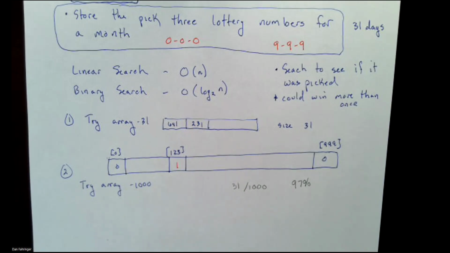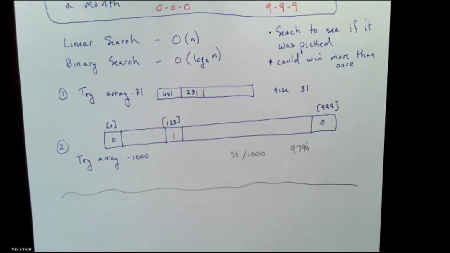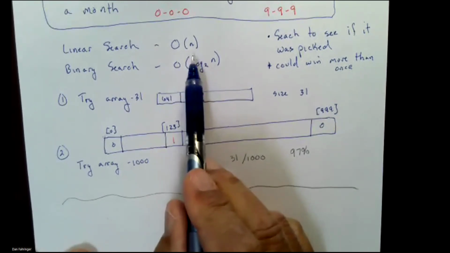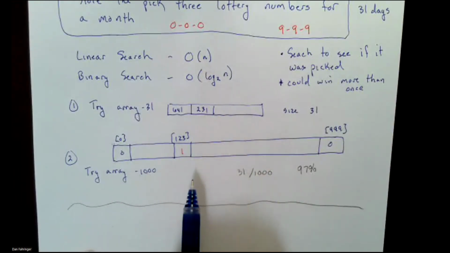Problem posed. Now the solution. You're all excited. The answer is we're going to use a hash table. Oh, by the way, if this linear search was O of n, what did this linear search become?